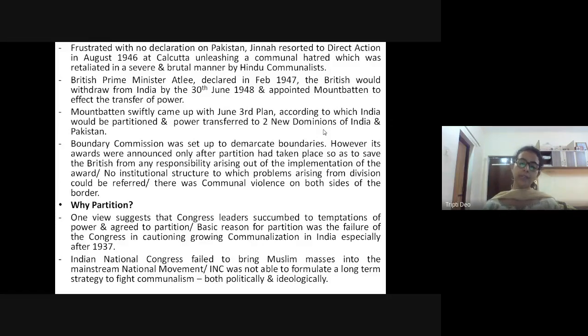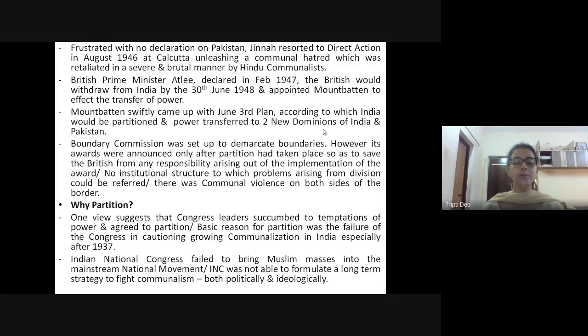So I told you that it was only from 1937 to 1947, these 10 years were like bloody years for India, because there was a lot of communal violence that had taken place. So one view from the historians is that Congress did not check this communalization in India that took a fast pace in the 10 years from 1937. There's also a perspective that the Indian National Congress failed to bring Muslim masses into the mainstream national movement.